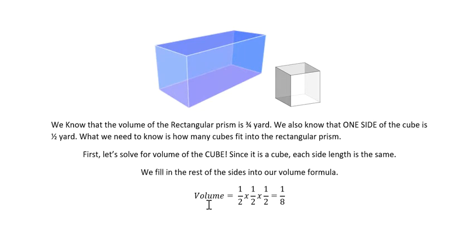So now we have the volume equals 1/2 times 1/2 times 1/2. And when we multiply those together, we get 1/8. So now we know that the volume of the cube is 1/8 of a cubic yard. I left the unit off, but it's a cubic yard. The volume is 1/8 of a cubic yard.